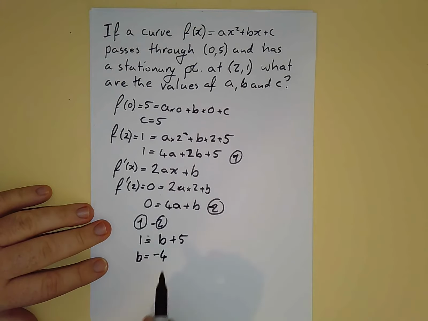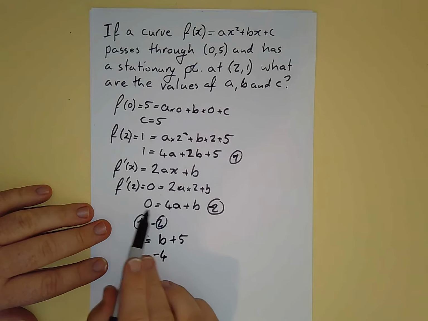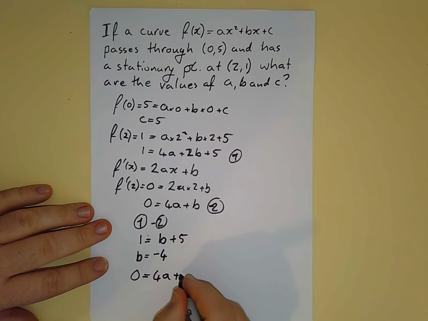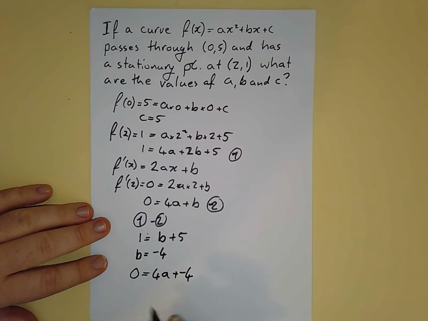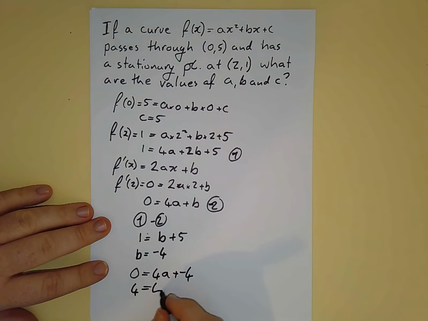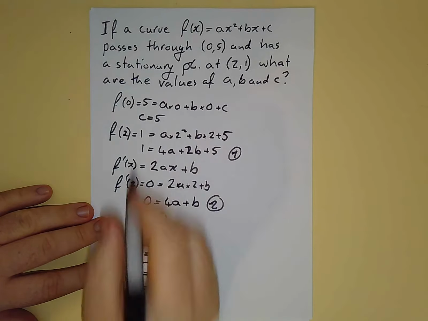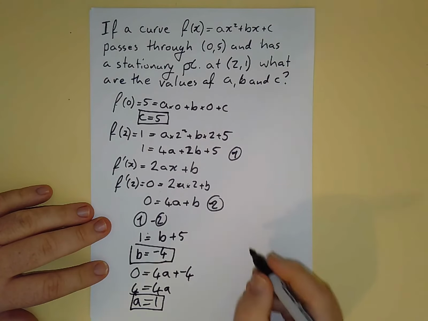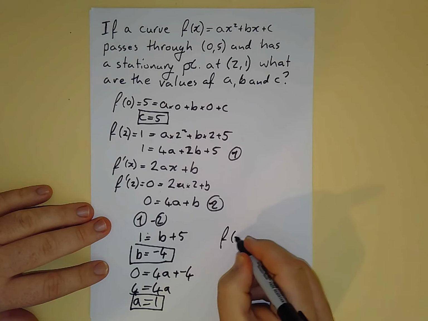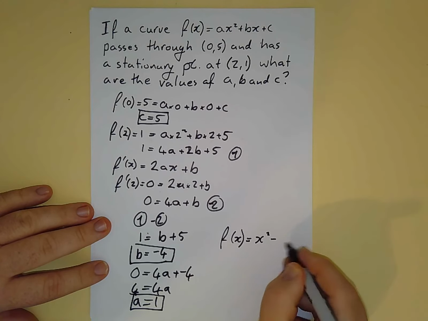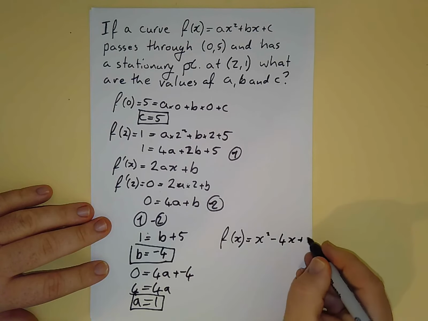And now that I have that, I need to know what my a is. Going back to equation 2, if I put minus 4 in there, I get 0 equals 4a plus negative 4. Adding 4 to both sides, I get 4 equals 4a, or a equals 1. So here we are. I have my a, b, and my c was up here. So my equation, f of x, is going to equal 1 lot of x squared minus 4 lots of x plus 5.